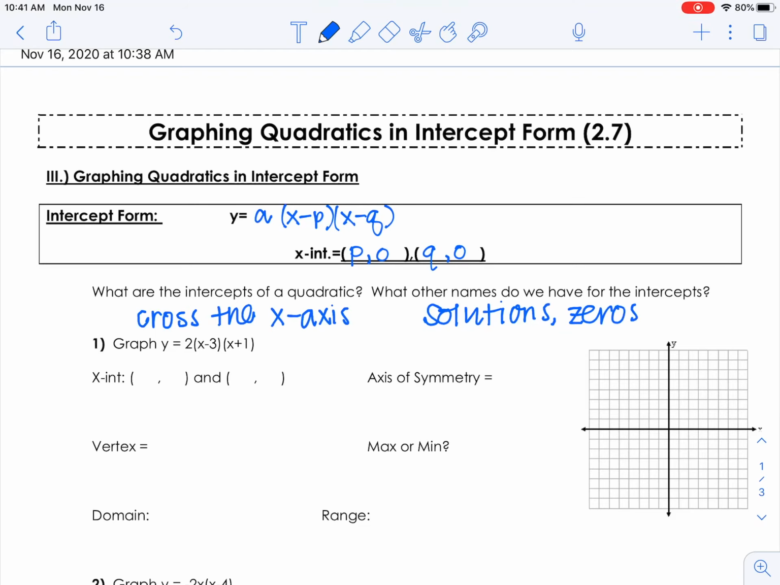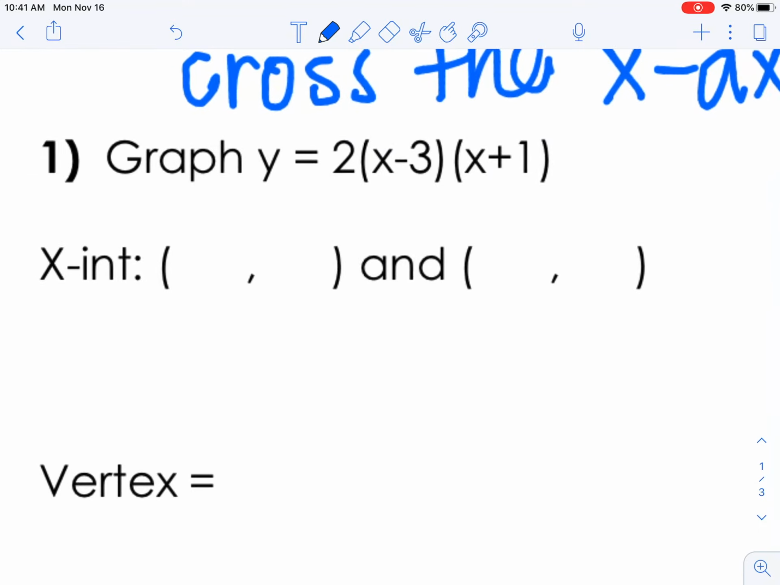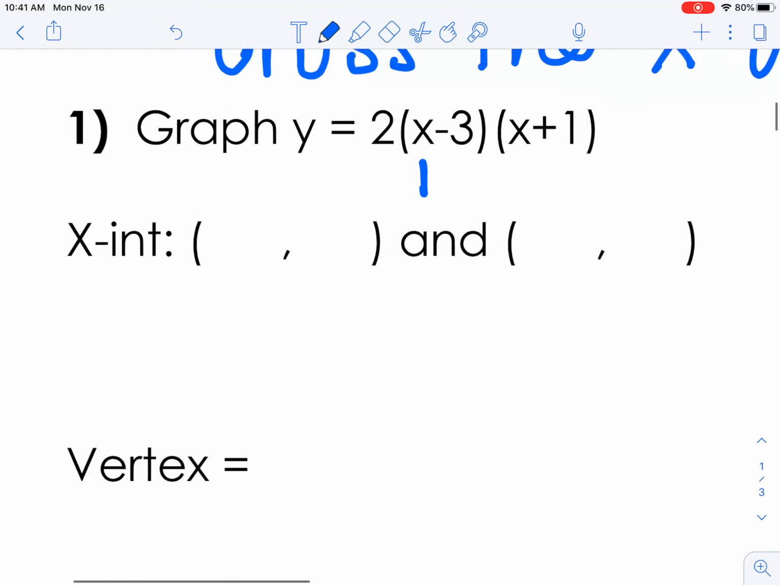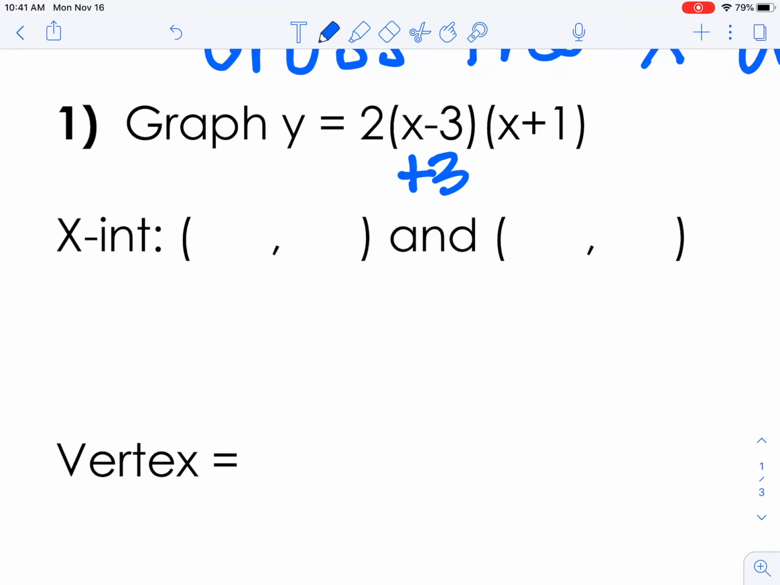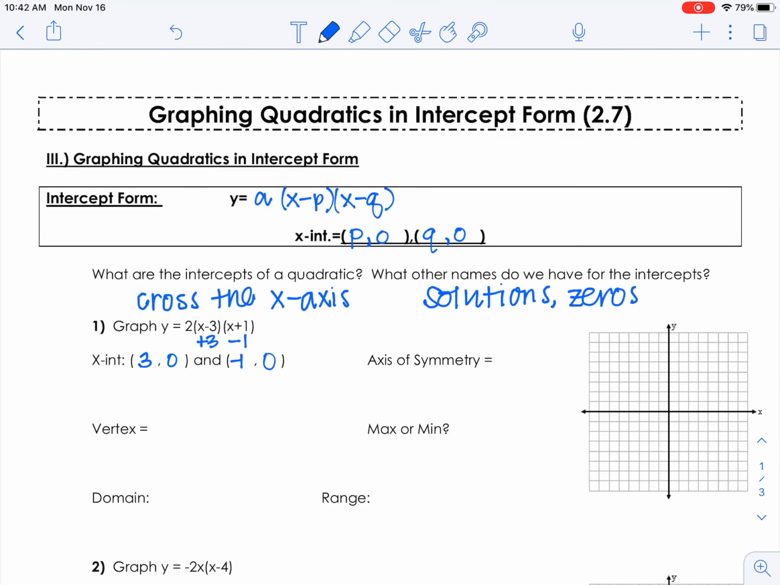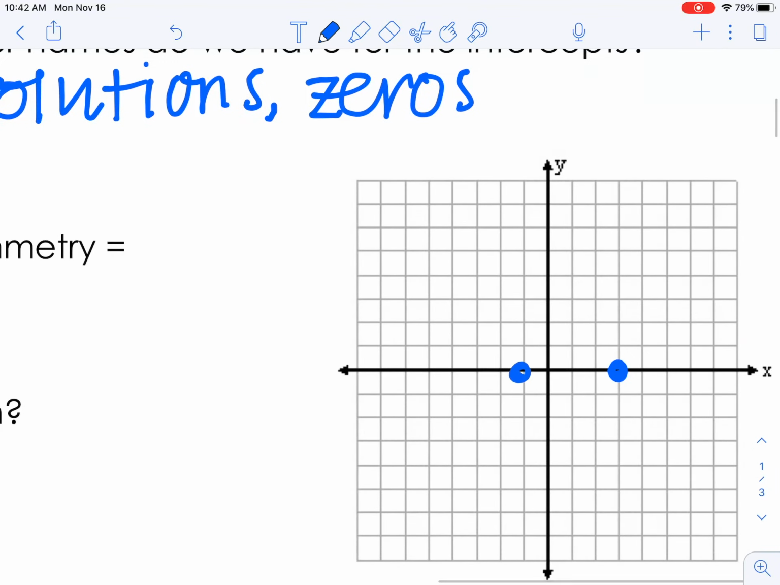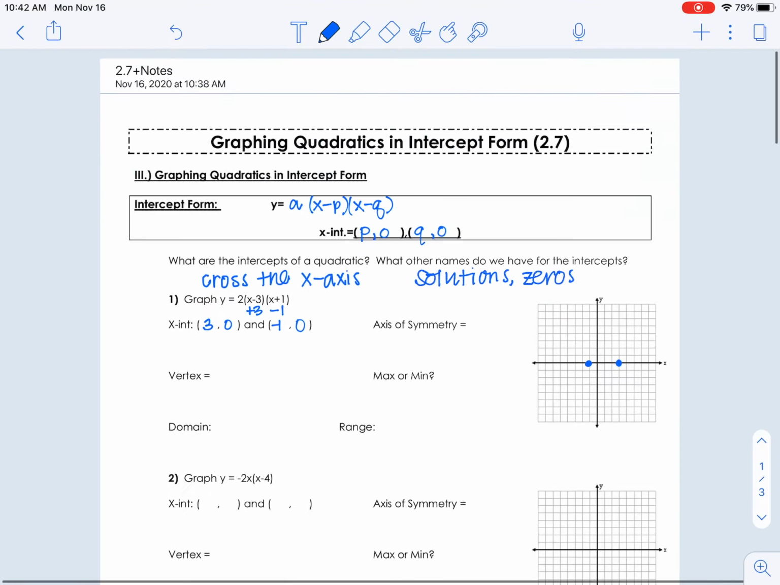Okay? So if we want to graph the function y equals 2 times x minus 3 times x plus 1, that would be a positive 3 intercept and a negative 1 intercept. So (3, 0) and (-1, 0). Okay, so now I'm going to plot those points on my x-axis, positive 3 and negative 1. So those are two of the 3 points that I need when I graph.